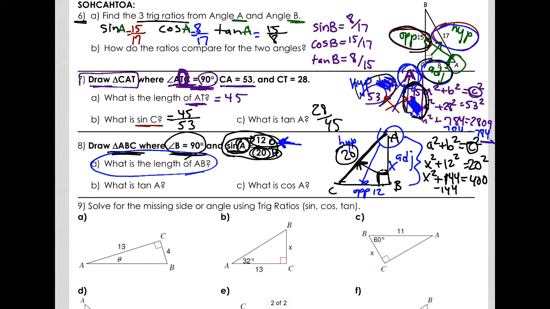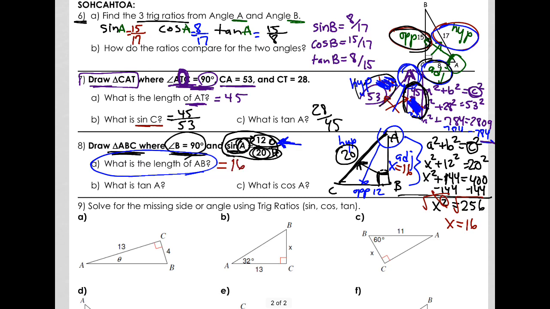So if you subtract the 144 from both sides, you get x squared is equal to 256. So remember, to undo the squared that's on the x, you have to take the square root. So x is equal to 16. Remember, x is just what represents our adjacent side. So now we know the side length is 16. So that is number 8a.